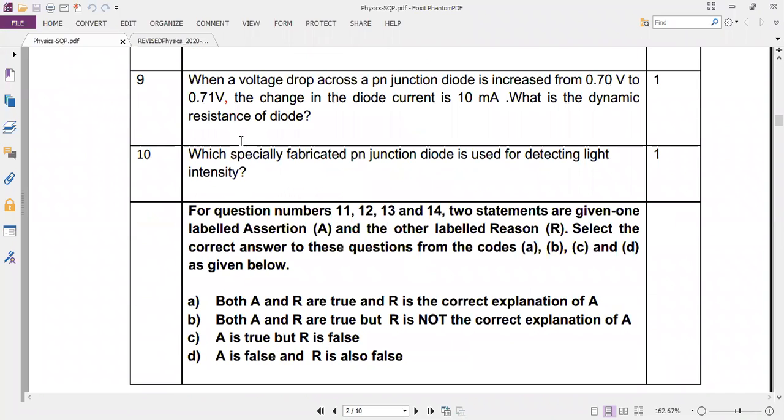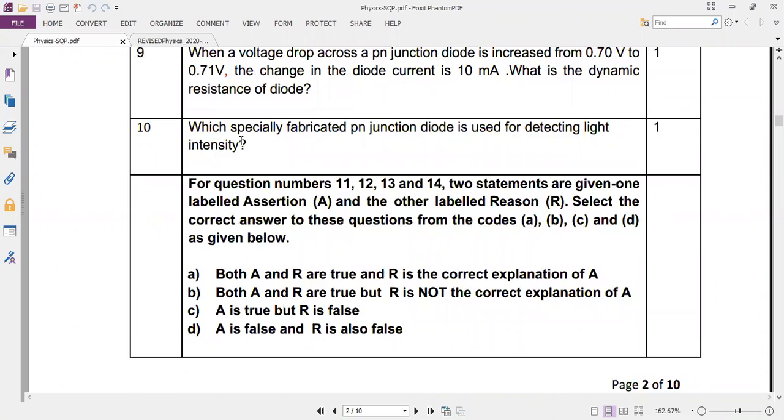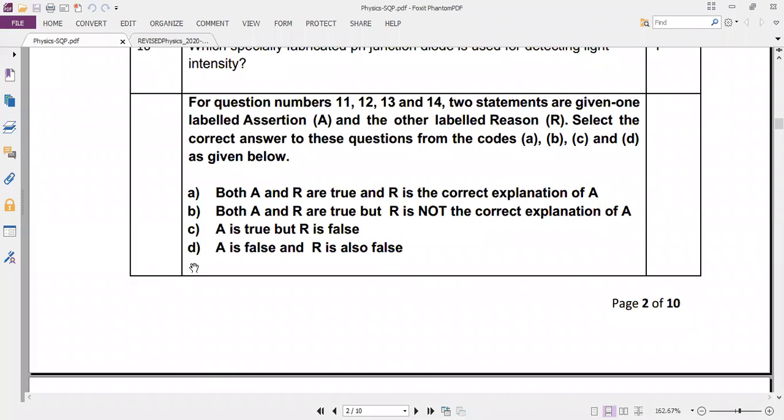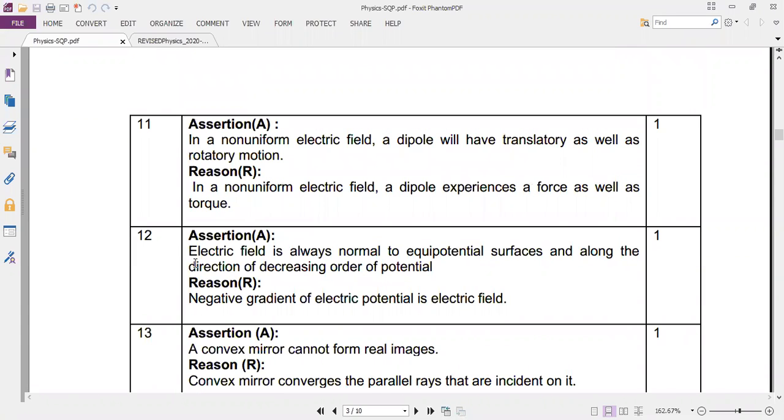Then 1 mark again, question numbers 11, 12, 13, 14, four questions for assertion and reason type questions. For example, both assertion and reason true, and reason is the correct explanation of A, then you can select option A. Assertion and reason both are wrong, so A is false, R also false, you can write only answer D. So that is the assertion and reason type question. In this related question also we conducted one exam, a weekly test. You know very well.